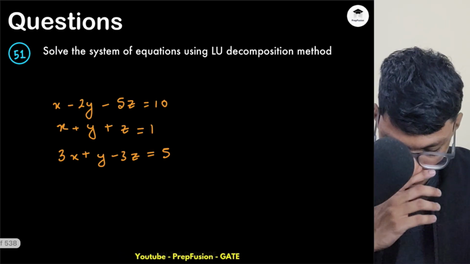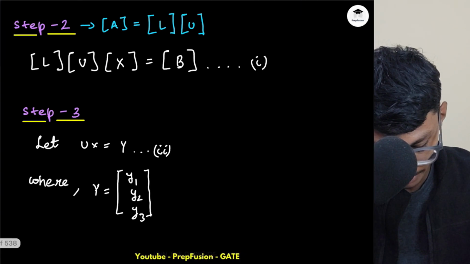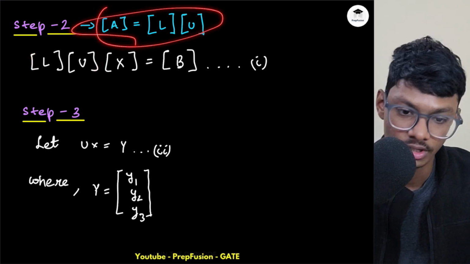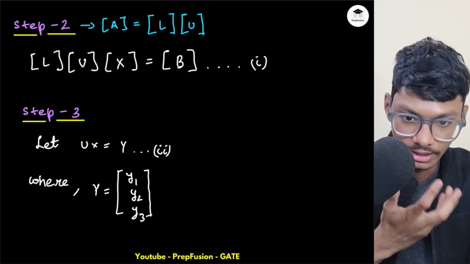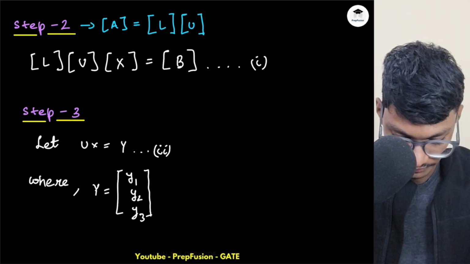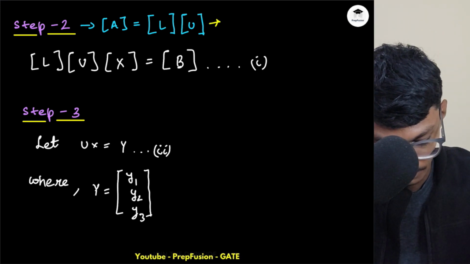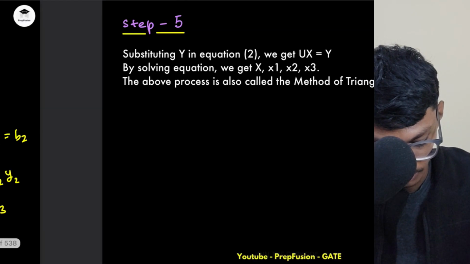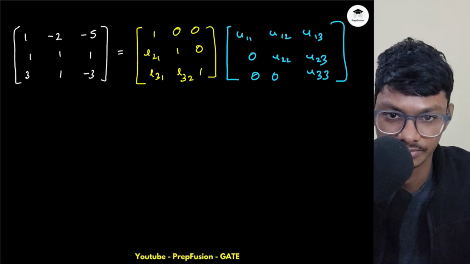Okay, I forgot to mention that in step 1, if you write LU equals A, from here you will get the values of L21, L31 and L32. So I forgot to write here, from here you will get the values. So basically that is what we're doing. So yeah, now let us just simply do matrix multiplication.